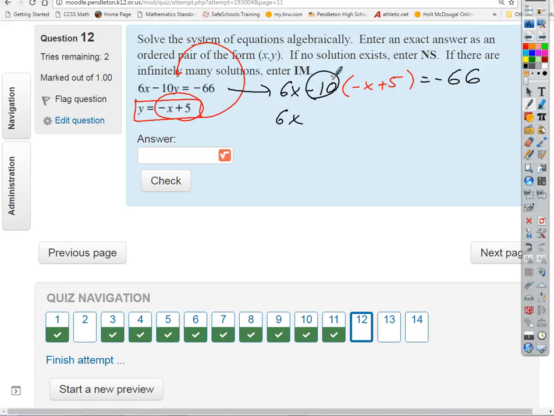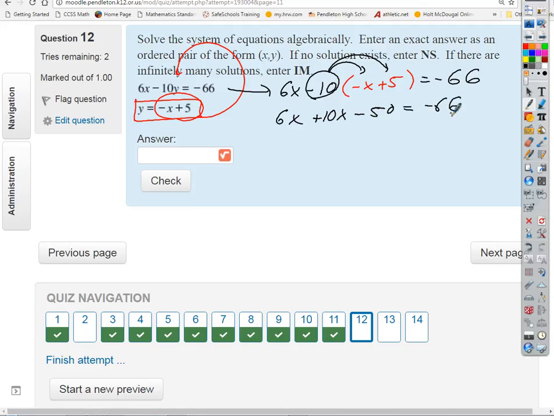Well, I'm just distributing a -10, right? So what's that going to give me? -10 times -x is positive 10x. Good. -10 times +5. Yes, negative 50. Good.